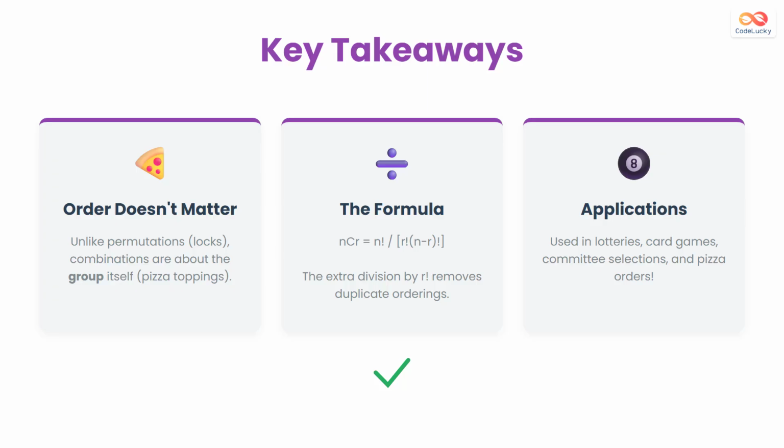To wrap up, remember these 3 things. First, in combinations, order does not matter. It is like pizza toppings, not passwords. Second, the formula uses division to remove the duplicate orderings. And finally, you will see this math everywhere, from card games and lotteries to forming committees.